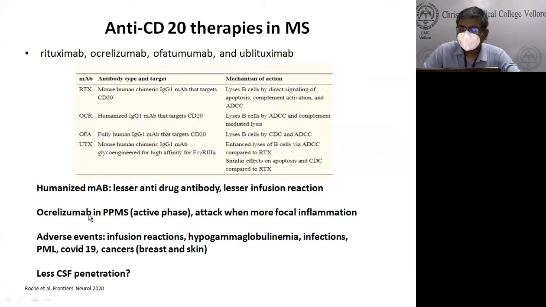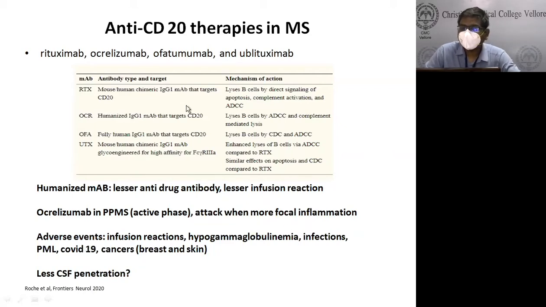Ocrelizumab, for all our residents, is a drug which has been approved for treatment in primary progressive multiple sclerosis. Again, there's a catch here. All these trials you should look at with a pinch of salt, because among the patients who had PPMS and were given ocrelizumab, many of them had an active phase of disease. So that could indicate why the drug eventually came through. And so it's better to act when the disease is active.